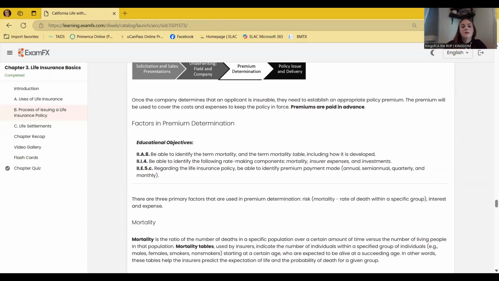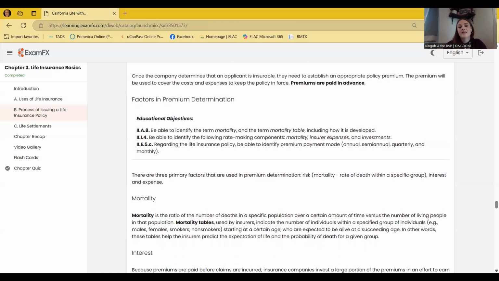So first things first, once the company determines that the applicant is insurable, they need to establish an appropriate policy premium, right? Based off of age, based off of work, health history, and our sex, whether we're male or female. They are going to use all of those things to come up with a premium, and then this needs to be paid in advance. So insurance runs like this: payment, coverage, payment, coverage, not coverage, payment, coverage, payment, right?